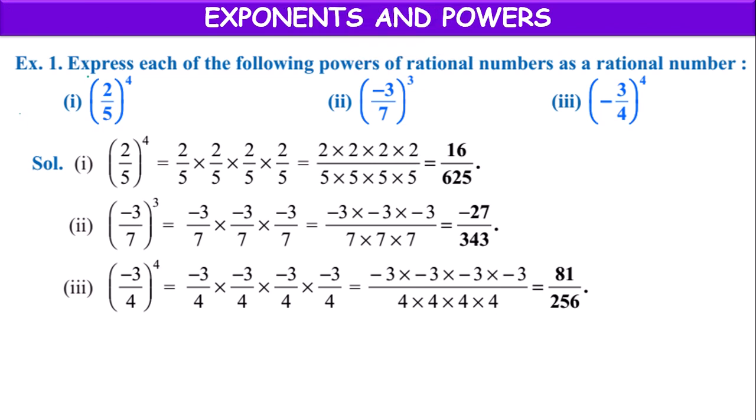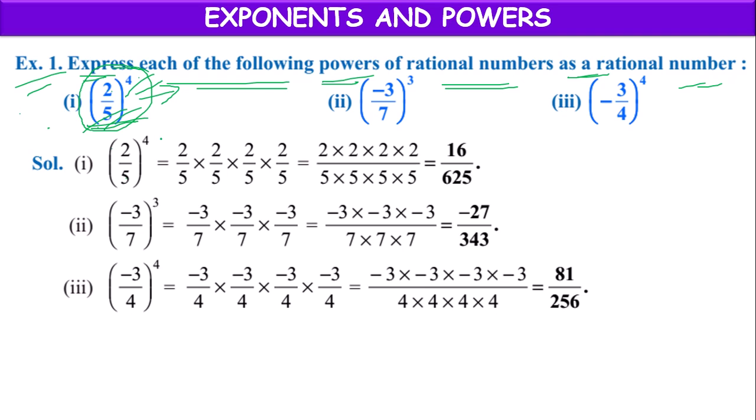Let's see some example problems here. Example 1. Express each of the following powers of a rational number as a rational number. So we have the first question, (2/5) whole power 4, a power of a rational number. We have to represent it as a rational number without power.